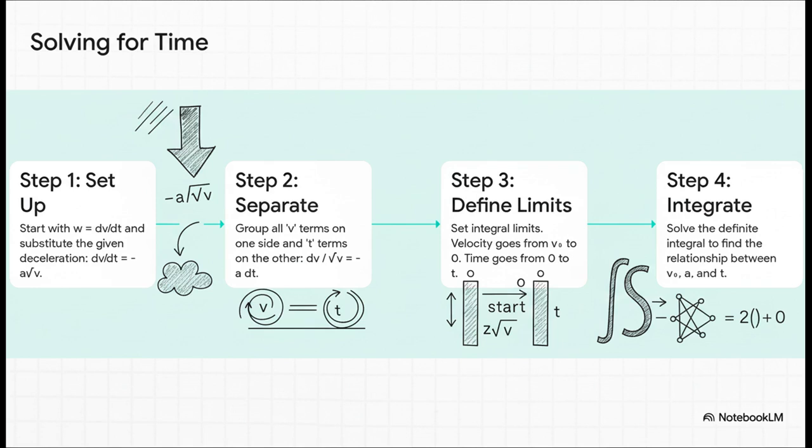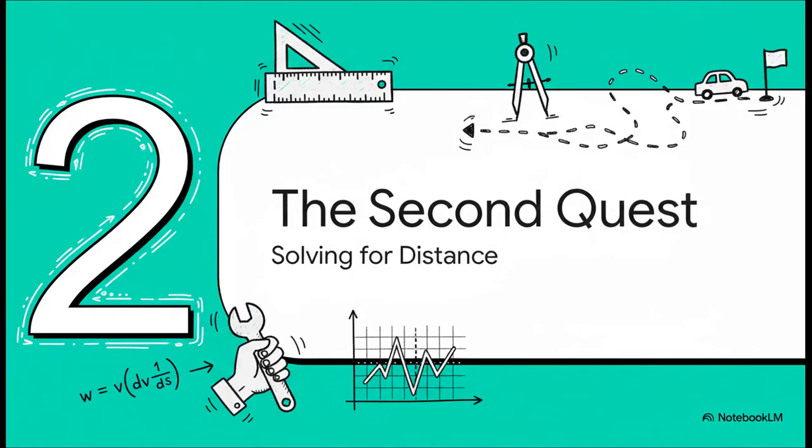And finally, step 4, we solve the integrals. And that's going to give us the direct relationship we're looking for. Fantastic! We've got the time figured out. Now it's on to our second quest, finding the total distance traveled. So let's look back at our toolkit. Which one are we picking this time? It's got to be the distance tool, right? Of course. Let's use w equals v times dv/ds.